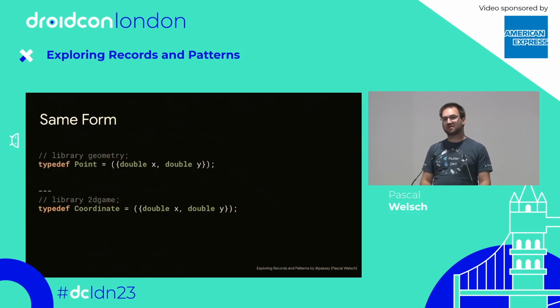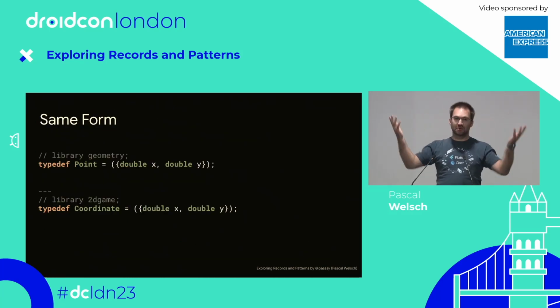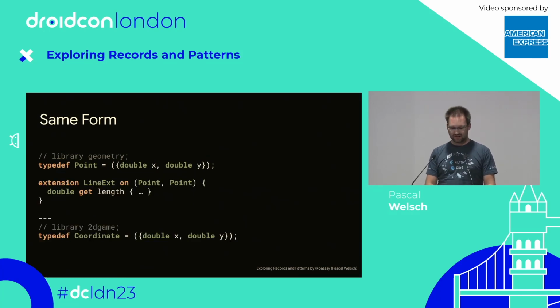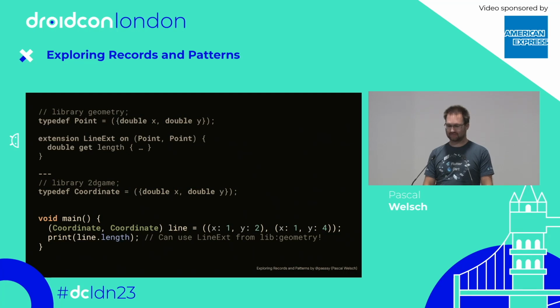What if I have a different library? So on top we have the geometry library, but at the bottom I have my 2D game where I defined a coordinate. Also two double values, x and y. The interesting part is you've seen the extension for the length, and we can also use the same extension for our coordinate. So in my 2D game, although I never share any code with the geometry library, I could also calculate the length of my line, which here is like 2 coordinates.